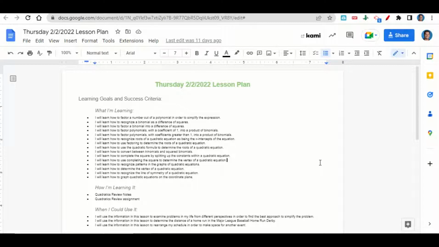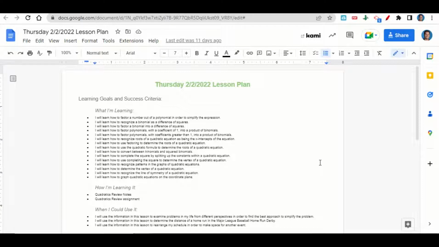roots of a quadratic equation, how to convert between trinomials and squared binomials, how to complete the square by splitting up the constants within a quadratic equation, how to use completing the square to determine the vertex of a quadratic equation, how to recognize patterns in the graphs of quadratic equations, how to determine the vertex of a quadratic equation, how to recognize the line of symmetry of a quadratic equation, and how to graph quadratic equations on the coordinate plane. How are we learning it?